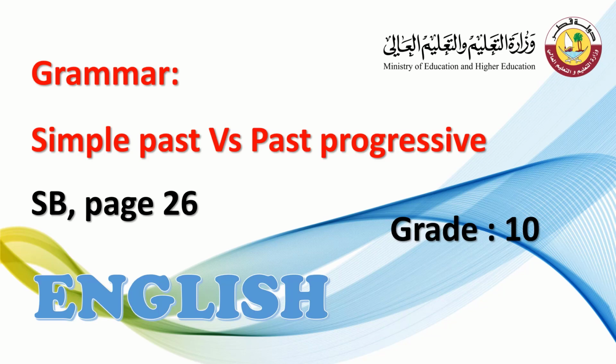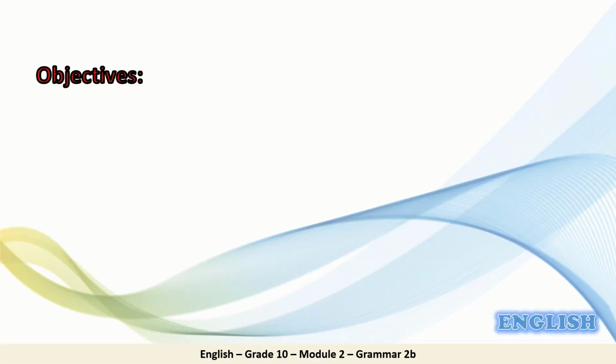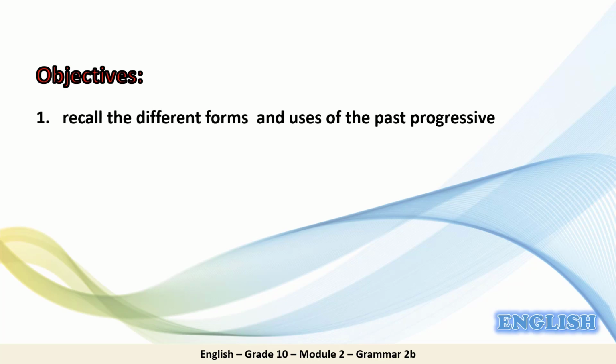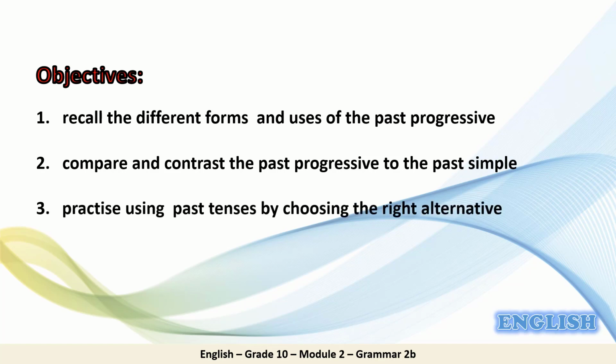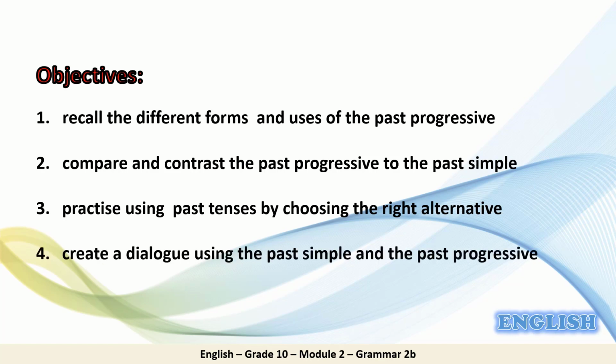Today we have a grammar lesson about past simple and past progressive, so please take your student book on page 26. So today's objectives are: 1. Recall the different forms and the uses of the past progressive. 2. Compare and contrast the past progressive to the past simple. 3. Practice using past tenses by choosing the right alternative. And number 4, create a dialogue using the past simple and the past progressive.